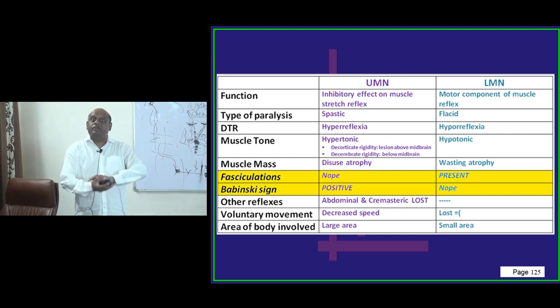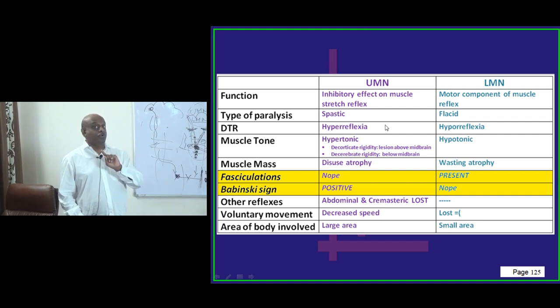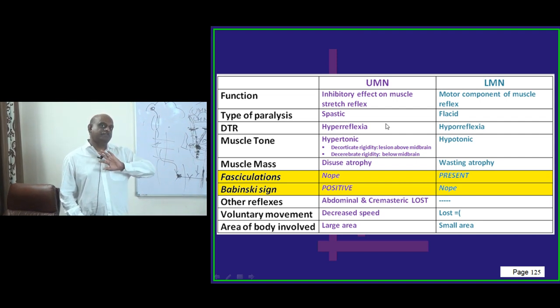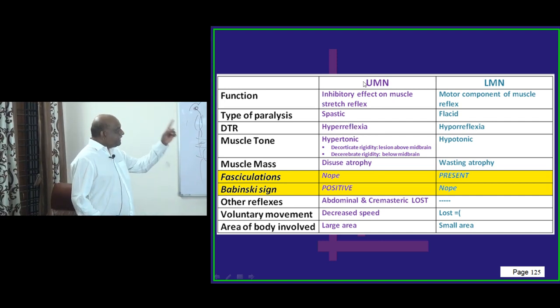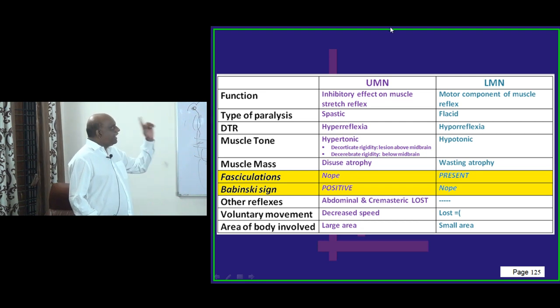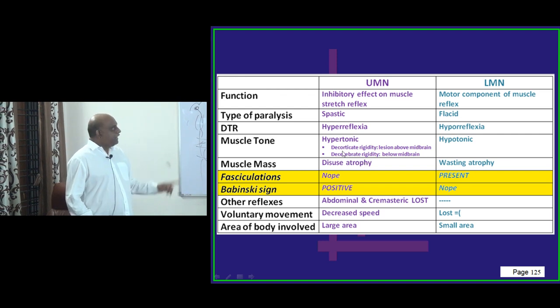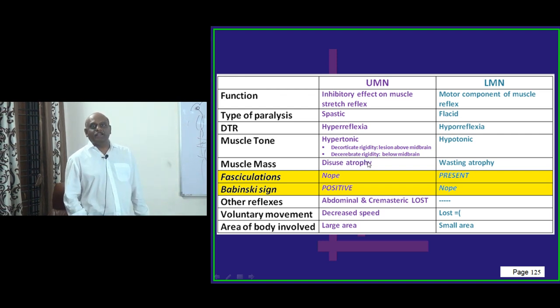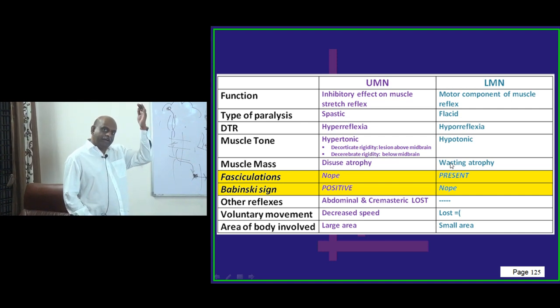Spasticity, flaccidity are a marker of what? Tone. Tone is different from power, don't forget. Weakness is power. Tone is different. High tone is spasticity in UMN. Hyperreflexia in UMN. Hypertonia in UMN. And there are two types of hypertonia: decorticate rigidity and decerebrate rigidity. Below the midbrain, if the corticospinal tract is damaged, then you get decerebrate rigidity, and above the midbrain, that's called decorticate rigidity.